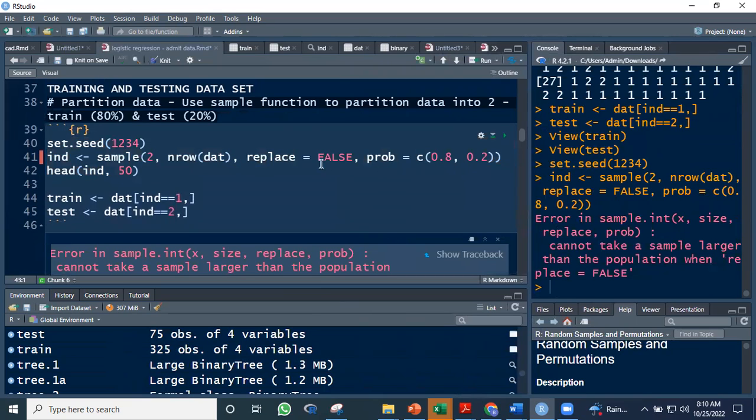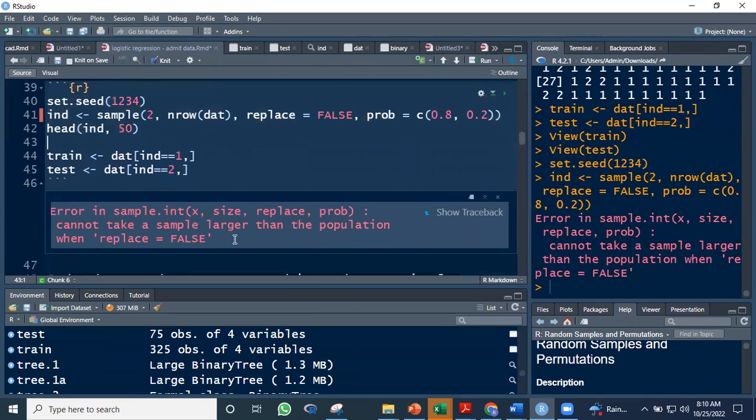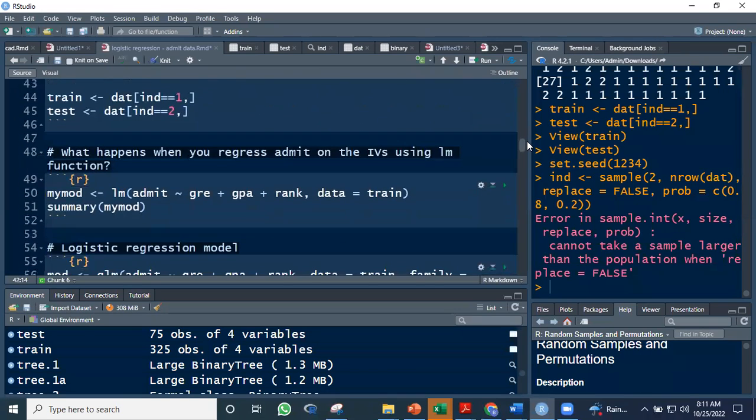Alright, so we got an error when replace is equal to false. Cannot take a sample larger than the population when replace is equal to false. Any questions? Okay, thank you. So we have an error when we set it to false here, so let's set it to true. Okay. So all right, let's now go here.